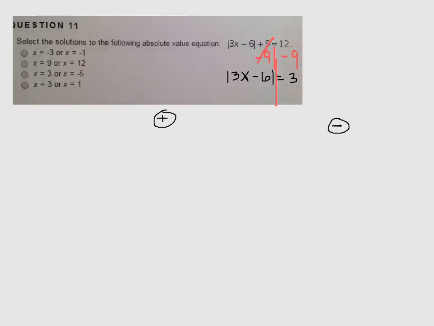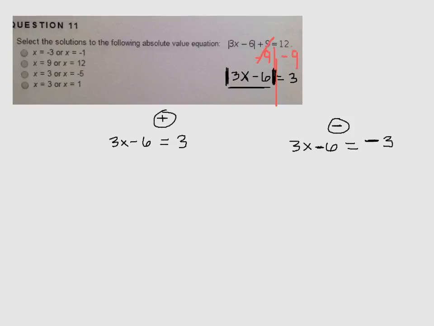I'm going to write 3x minus 6. I'm going to write it twice. The only thing I'm going to change is that when I put equals, first I'm going to keep it with the positive 3. But then when I go over here on the other side, I'm going to put a negative 3. And that is the only difference. So you always set these up twice. Whenever you have an absolute value problem, you always set it up twice like this.